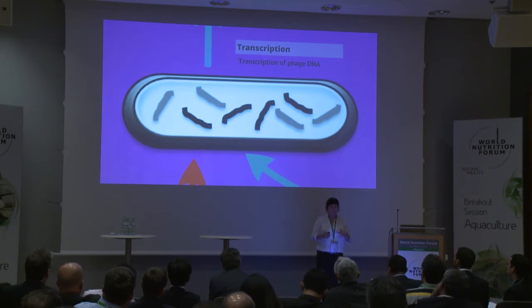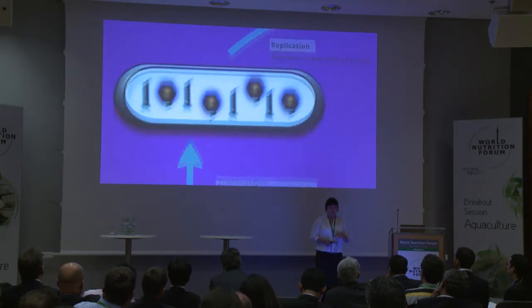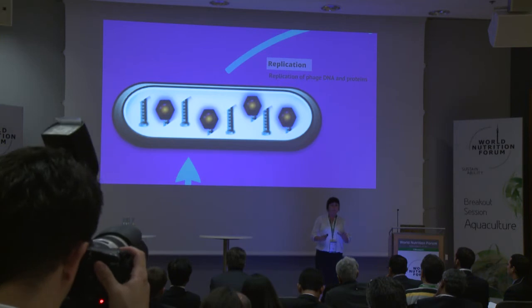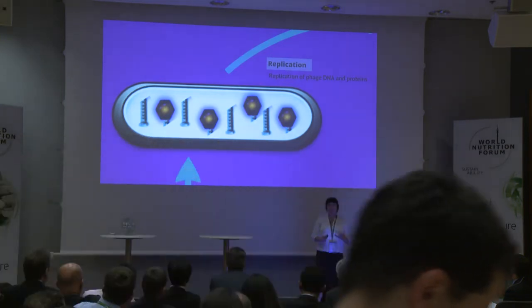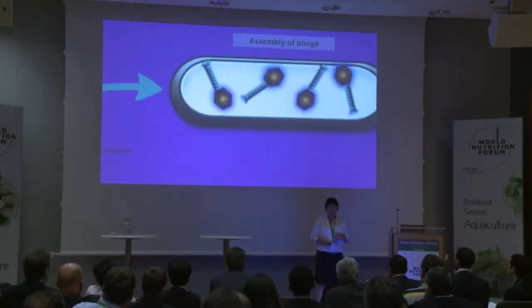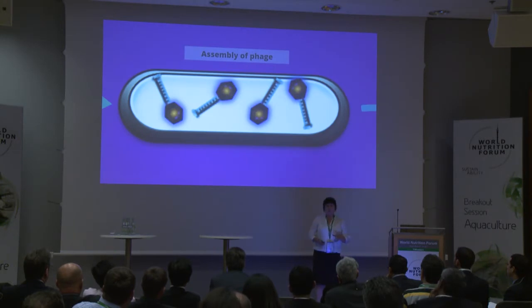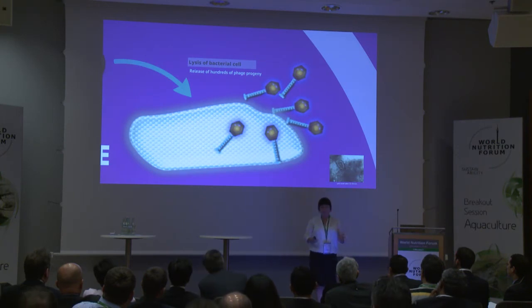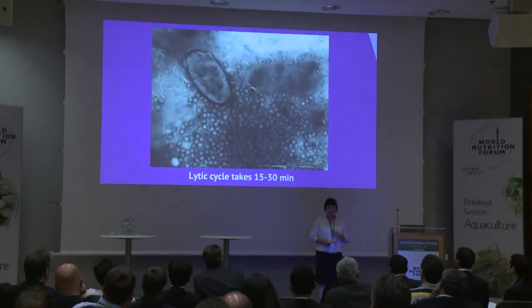So in the lytic cycle, the bacteria then transcribes the phage DNA. The chromosomes are all broken up and everything starts. The replication of phage DNA and proteins is initiated. So the bacteria is no longer alive. It will not make any more bacterial proteins. It only makes phage proteins at this stage. The phage are assembled, and then the cell is lysed. So there is no genetic transfer here. The cell is lysed. So what does that look like in the real world?